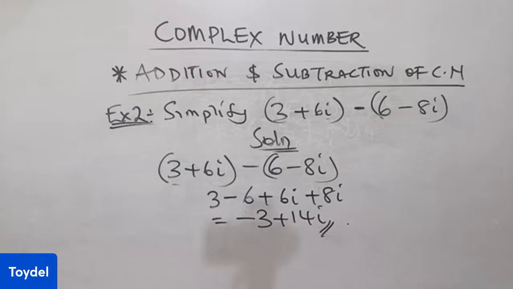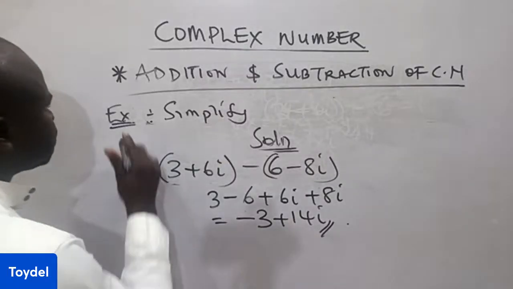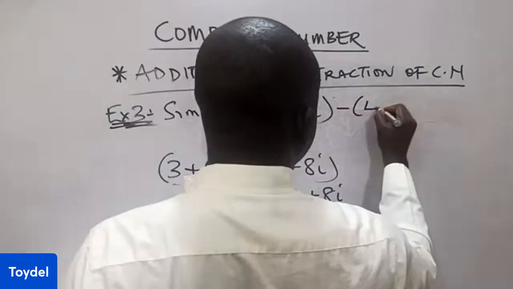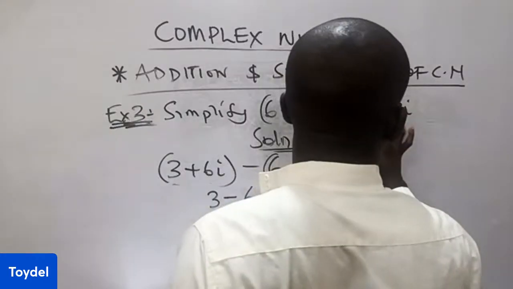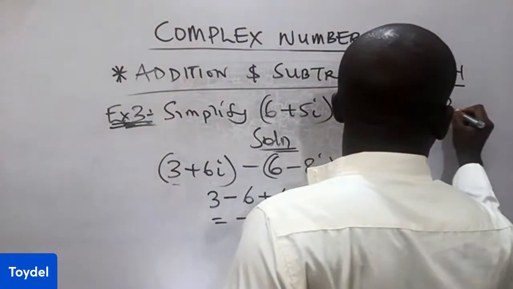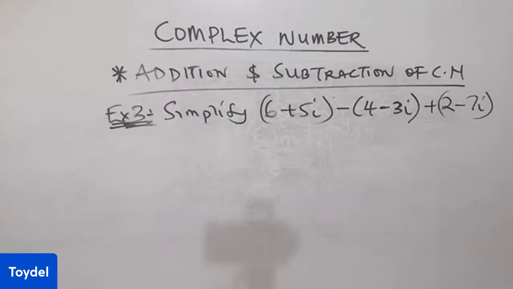Let's take notes. So what if we are given another question? Let's call that example 3, where we have to find 6 plus 5i minus 4 plus 3i, 4 minus 3i, plus 2 minus 7i. So if you have to solve this, what are we going to get? Please look at example 3 on the board.